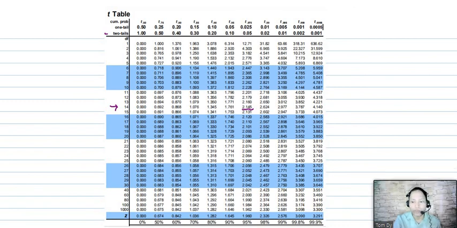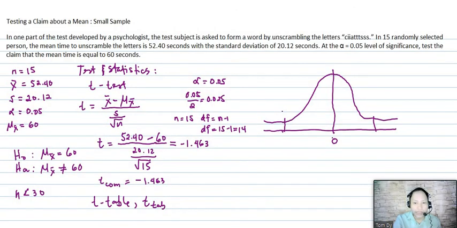So we go back to our problem. This is now our t tab equals 2.145. This one is negative 2.145. This is two-tailed, so the other tail is positive 2.145, and the other tail is negative 2.145.